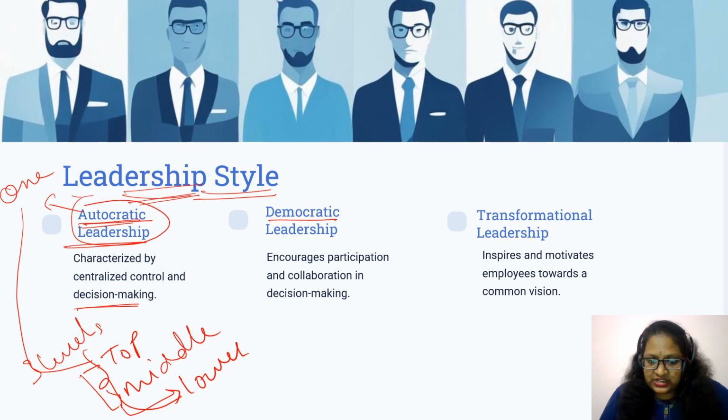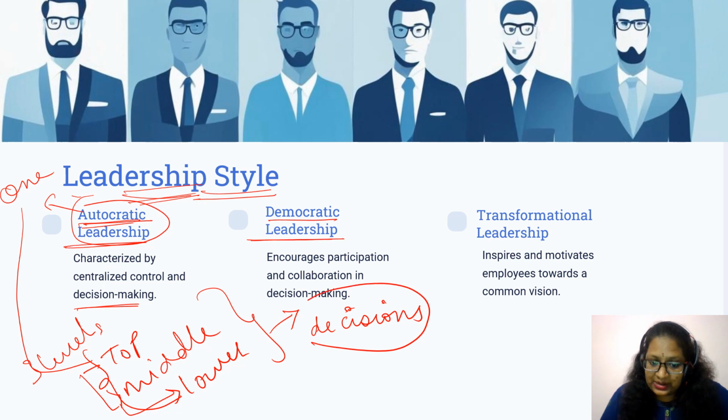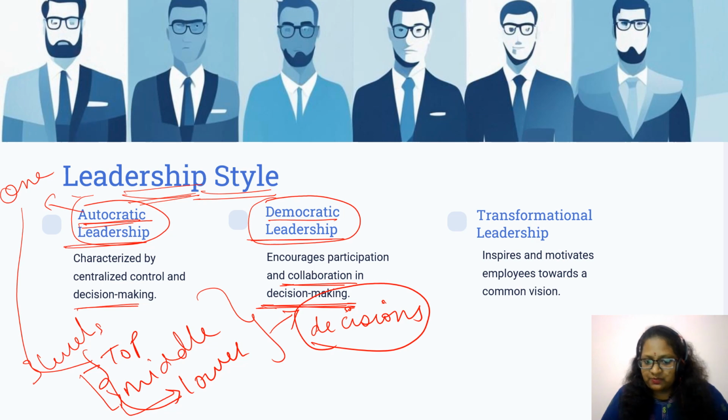Next comes the democratic leadership style. In this leadership, they encourage all three levels to take part in decisions. They can be a part of various decisions and also help in the meetings. They participate in each and every decision making, and they have good collaboration among themselves. Employees are given a chance to come up with their own perspectives, thoughts and ideas. So that is democratic leadership.